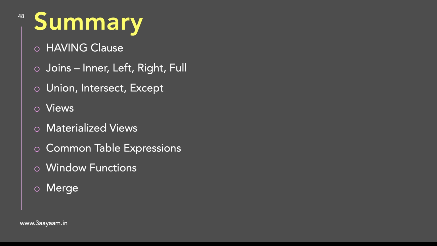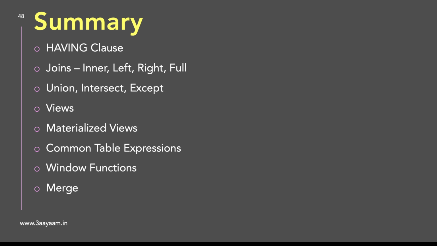Intersect will return the results which are common in all the result sets. So let's say you are running 2 queries, the rows of the first result set and the rows of the second result set would be compared, and only the common rows would be returned. Again, duplicates would be removed. If we do not want to remove duplicates, we can use intersect all. Then we have except, which is basically a minus. It will return the rows of the first result set which are not there in the second result set.